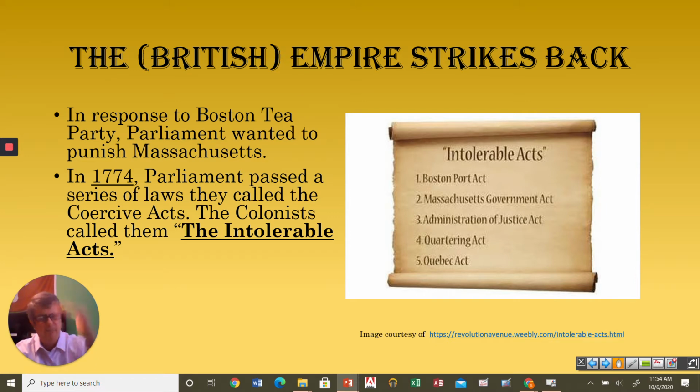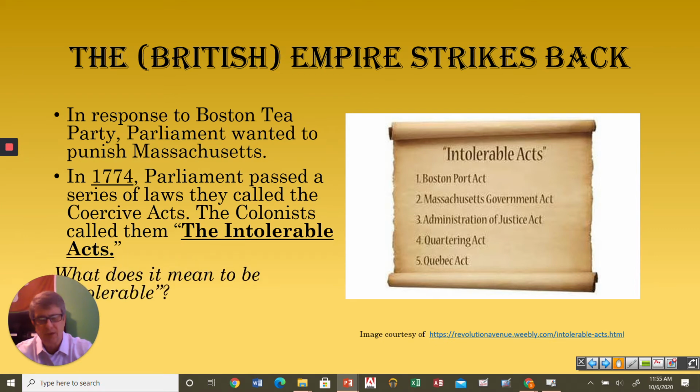Remember, think about this parent-child relationship, how the colonists were viewed by the Crown and by Parliament. People in Britain thought of the colonists as sort of like their children, and so they were going to coerce their children into behaving properly. And like I said earlier, the colonists were going to call these acts the Intolerable Acts. They're not going to be able to tolerate these acts.